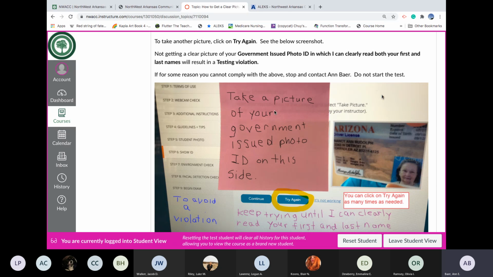So I took a picture of my mom's ID on this side, and I checked it on this side. I did use a bit of an angle here, which I found helped me read the ID better. And I can read her ID, Nancy Ann Rudolph. So this is my mom. She passed away in late July of this year due to natural causes. She was in her 80s, so she was getting up there.